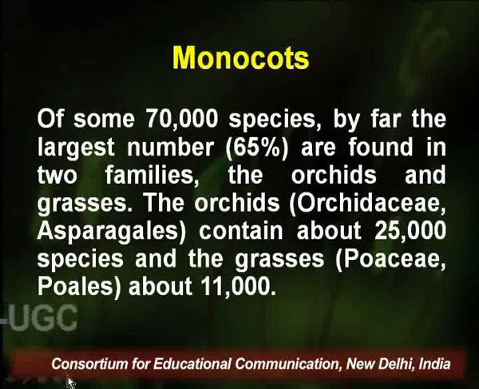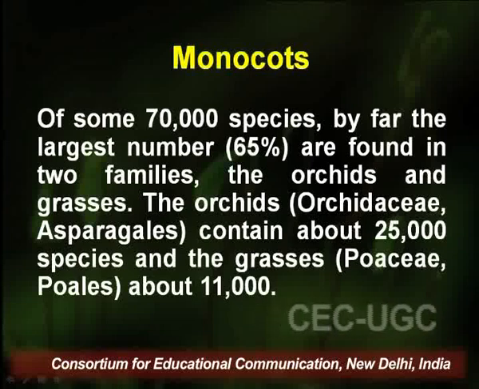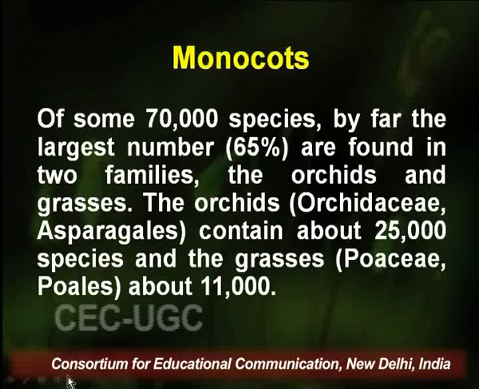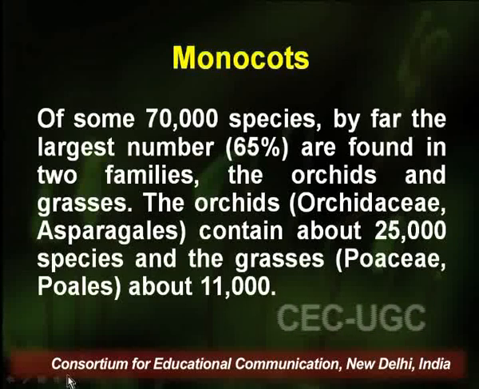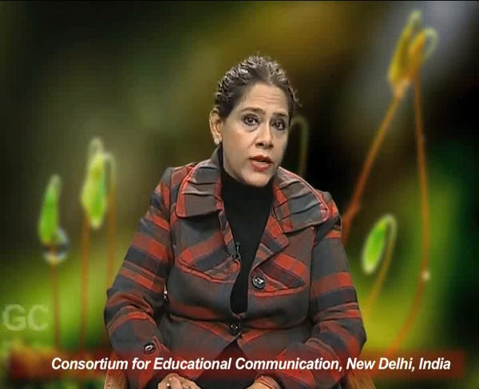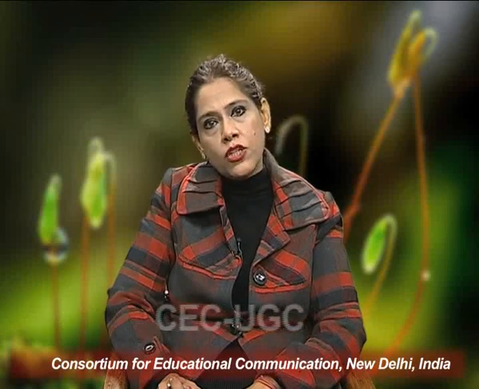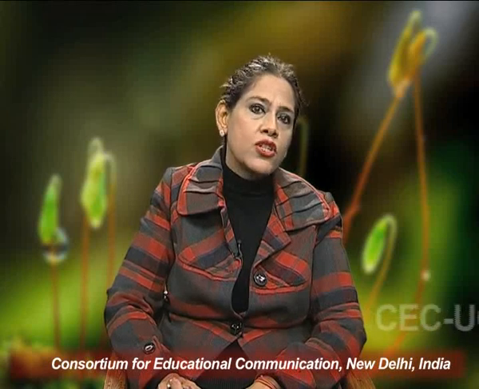Now, of some 70,000 species, by far the 2 largest, that is 65%, are found in 2 families, orchids and grasses. So, the orchids belonging to Orchidaceae and order Asparagales contain about 25,000 species, and the grasses, Poaceae, which belong to Poales, consist of about 11,000 species. Other well-known groups within Poales include the Cyperaceae family, which are sedges, and Juncaceae, which are rushes. The monocots also include familiar families such as the palms, which are known as Arecaceae, belonging to order Arecales, and lilies, which belong to Liliales.